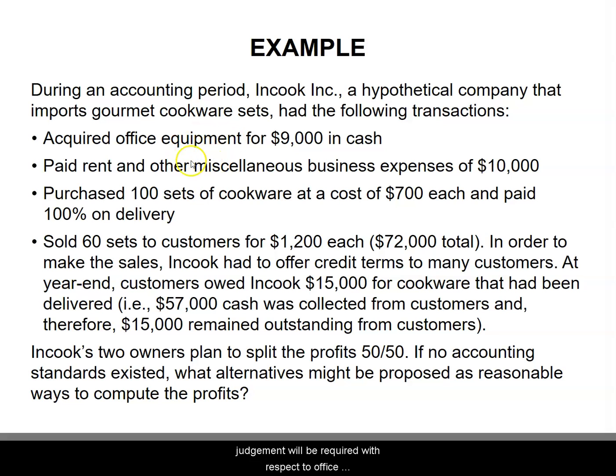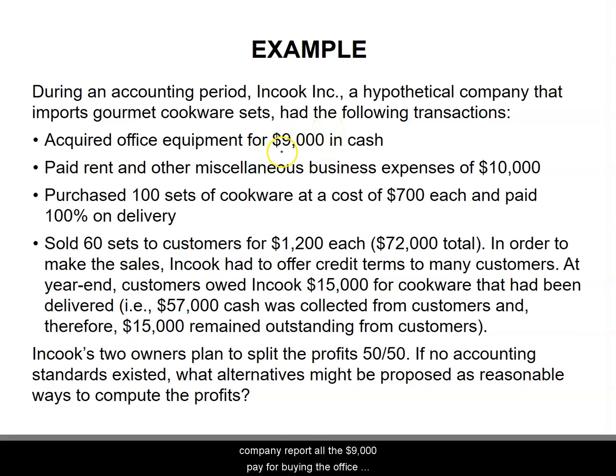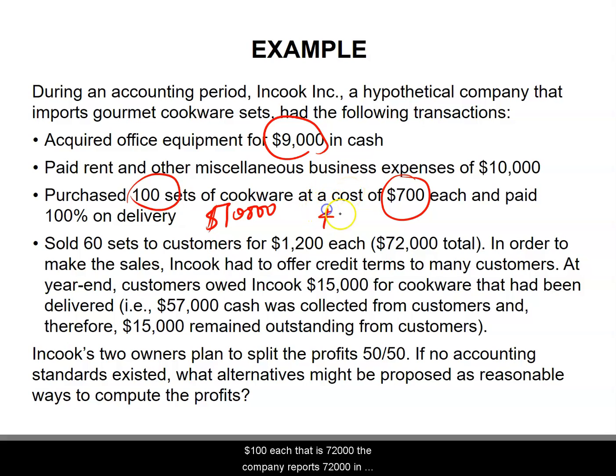Judgments will be required with respect to office equipment, expenses as well as sales. For example, should the company report all the $9,000 paid for buying the office equipment as an expense or report a proportion of it as depreciation expense? Similarly, the company purchased 100 sets of cookware at a cost of $700, that is $70,000 were paid to buy these 100 sets of cookware. Should the company report $70,000 as an expense in this period's income statement, or should it record only the cost of the 60 cookware sets, that is $42,000, 60 multiplied by 700, as an expense in the income statement? Finally, the 60 units that were sold for $1,200 each, that is $72,000.